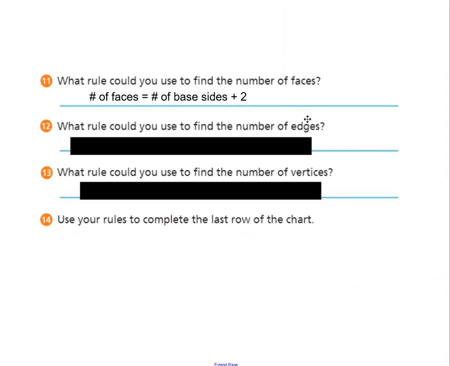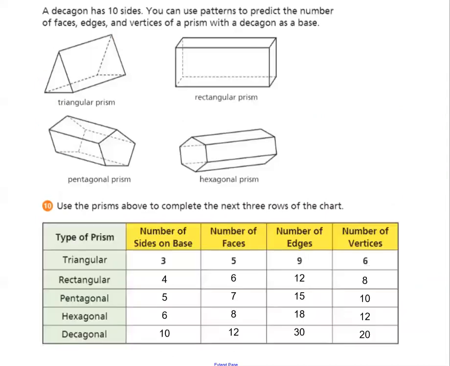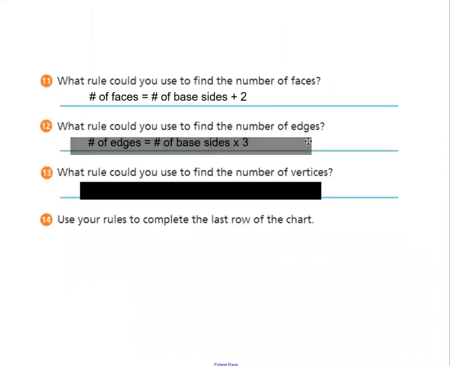Okay, so what's the pattern for the number of edges? If we start with how many sides it has on its base, what do you notice to get to the number of edges? From 3 to 9, 4 to 12, 5 to 15, 6 to 18, 10 to 30, every time it's just multiplying by 3, okay? Number of edges is the number of base sides times 3.